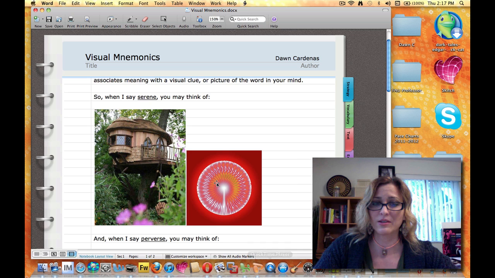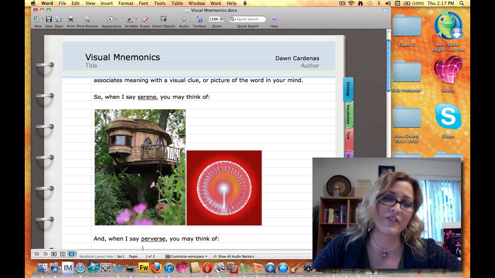This symbol over here is actually a visual symbol for a musical note, and only a really musical person would know that, but it's the visual representation. I don't remember what note it is. And then you see the word serene has a feeling, and teachers call it a connotation. It has a meaning to it that gives it a feeling.